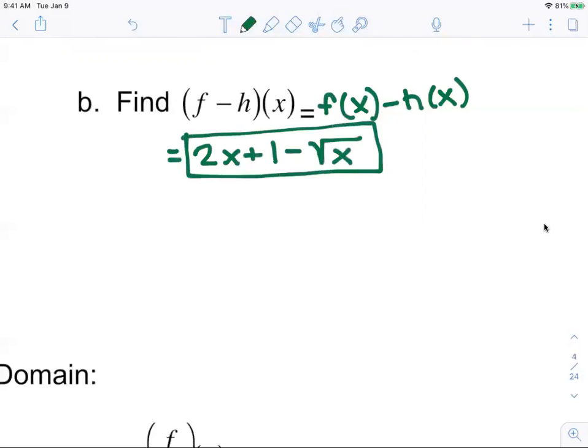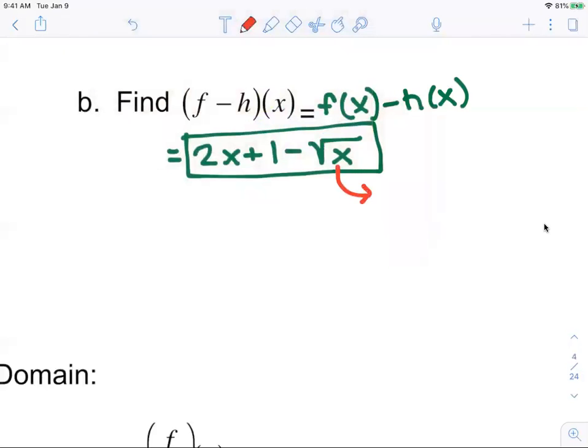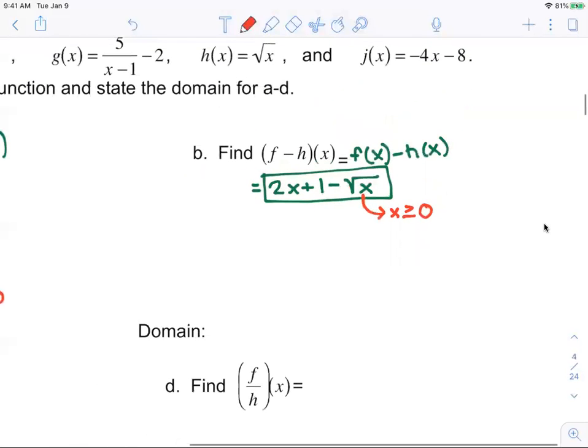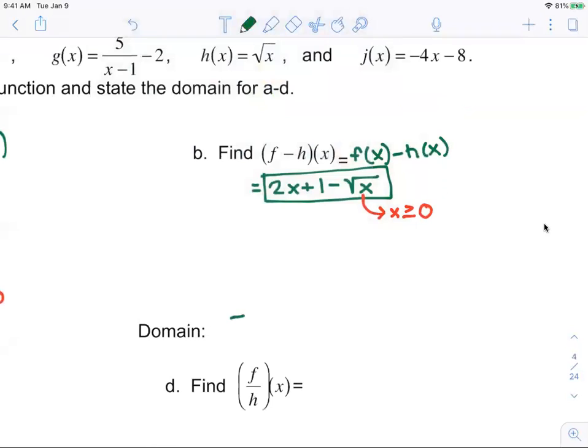No like terms. Now, using our rules, you want to watch out for fractions with an x and square roots. Look at, we have a square root. So we know when you have a square root, you're going to set the inside greater than or equal to 0. So that means it's everything 0 or above. So the domain here is going to be from 0 until infinity.